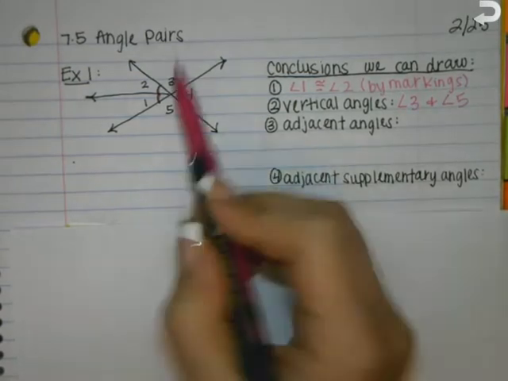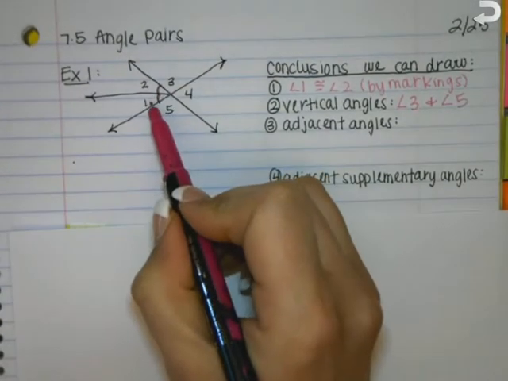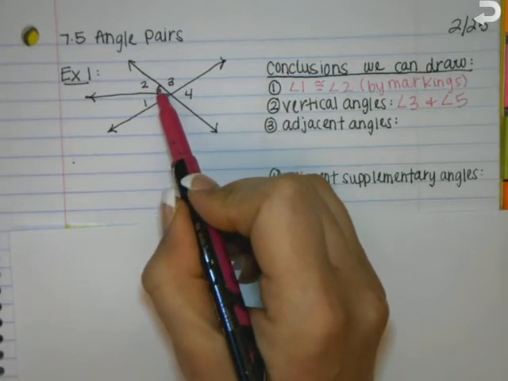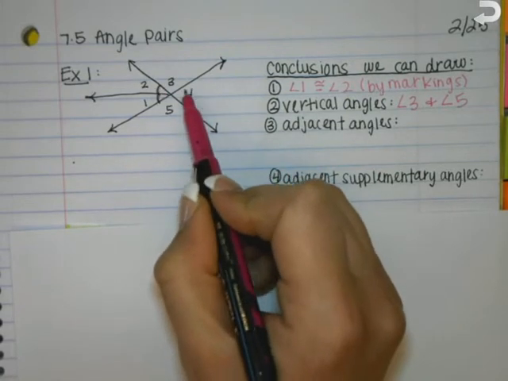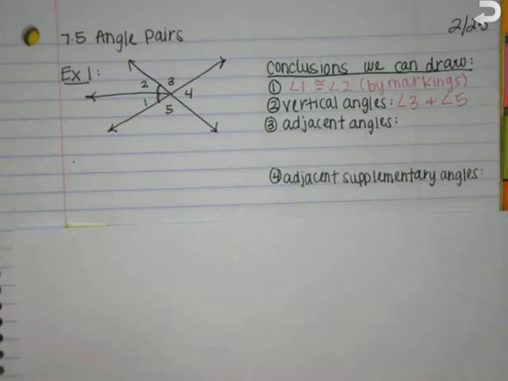However, we're not going to write this, but let's just talk about it. If I took the measure of angle 1 and added it to the measure of angle 2, then would they be vertical to angle 4? Yeah, okay? But we can't say that right now. So right now, the only vertical ones that we know are angle 3 and angle 5.